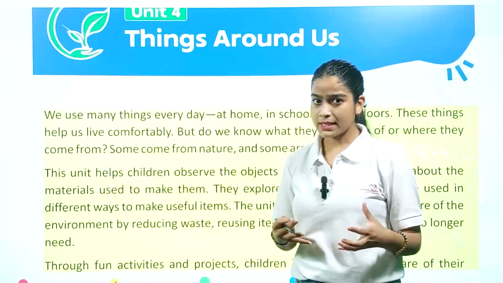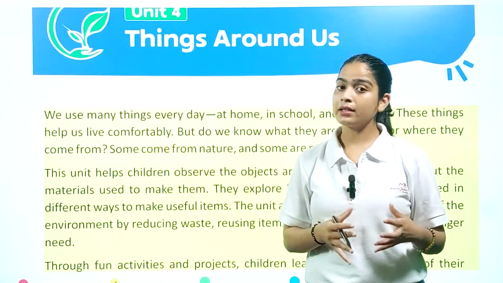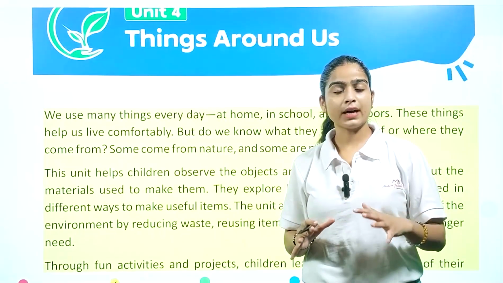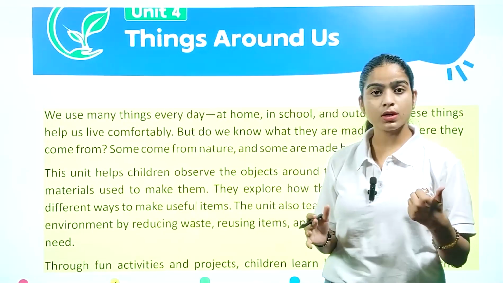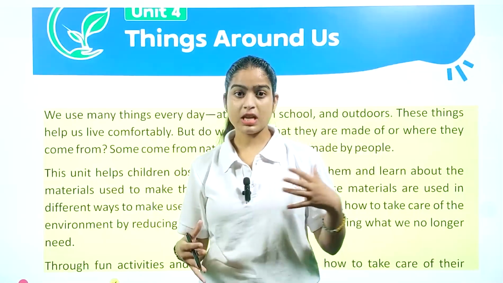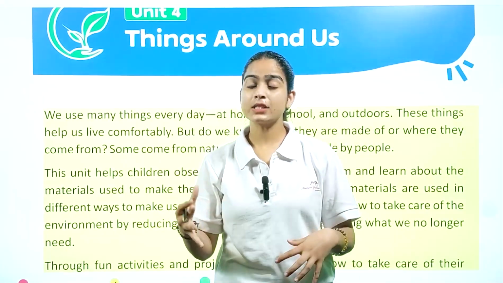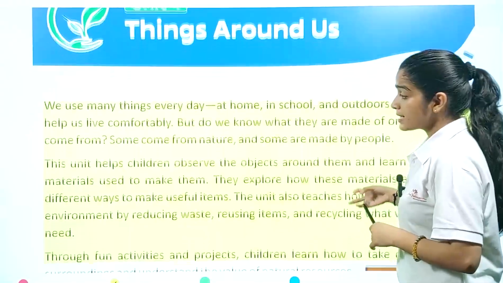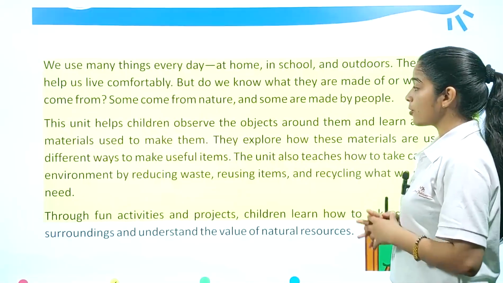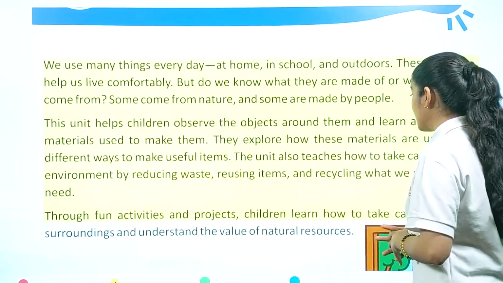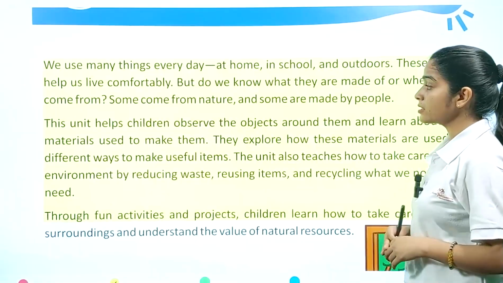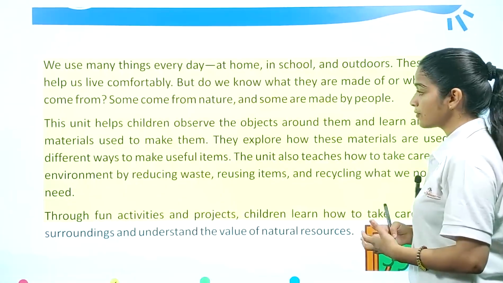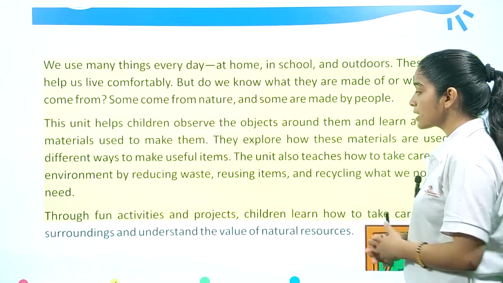So what we understand by reading this is that the things which we use in our daily routine are classified into two categories. The first one is natural, nature-based, and the next one is man-made products. Next, this unit helps children observe the objects around them and learn about the materials used to make them. They explore how these materials are used in different ways to make useful items.